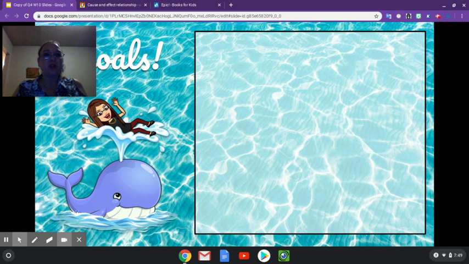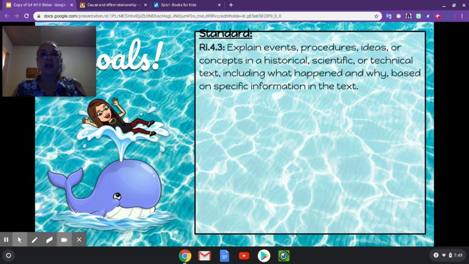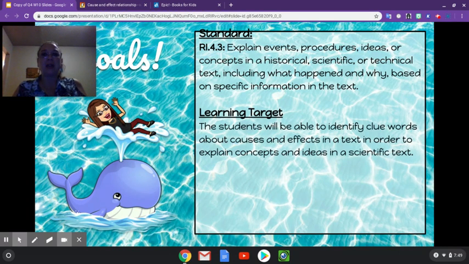Your goals for today are: we're going to explain the events, procedures, ideas, or concepts in a historical, scientific, or technical text, including what happened and why based on the specific information in the text. Your learning target today will be: the students will be able to identify clue words about causes and effects in a text in order to explain concepts and ideas in a scientific text.